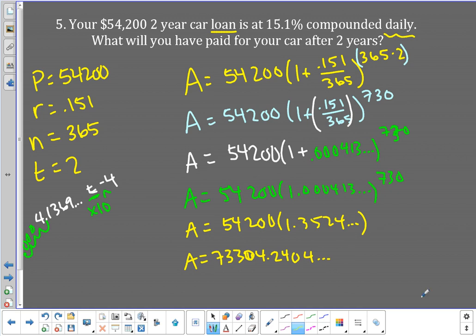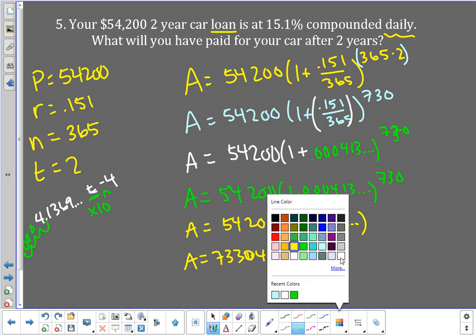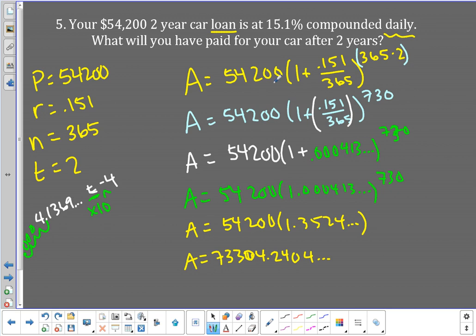So think about this car loan. So you bought a $54,200 car. This is an expensive car. You bought a nice car, whatever it is. By the end of the 2 years, you're going to have paid $73,000 for that car. That was an expensive car loan. That's a lesson in loans for you right there.